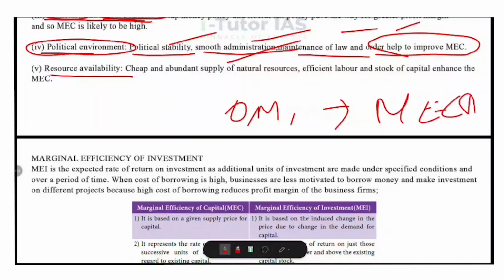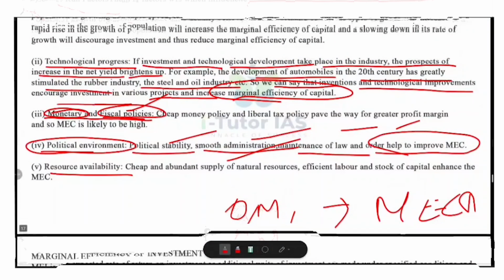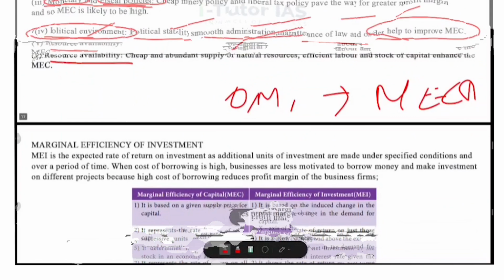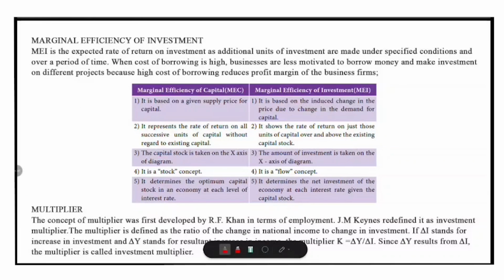Okay, in short, I'll tell you the summary of these things. Fast population growth increases MAC. Technological innovations increase MAC. Then cheap money and low taxes will also increase MAC. Political stability increases MAC, and abundant resources increase MAC. Okay, now let's move to the next part.